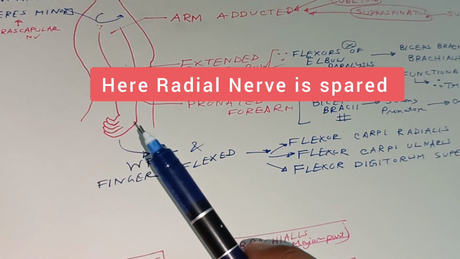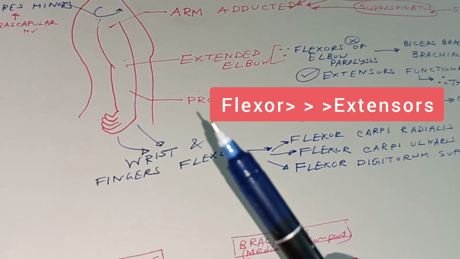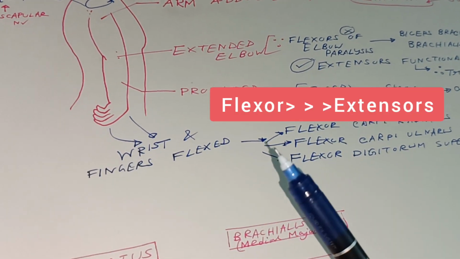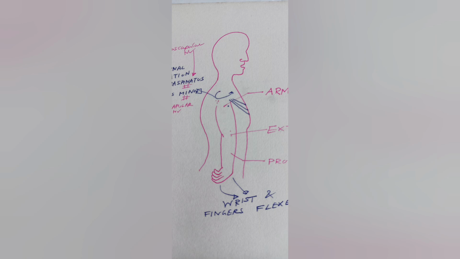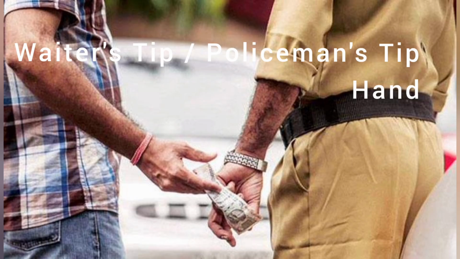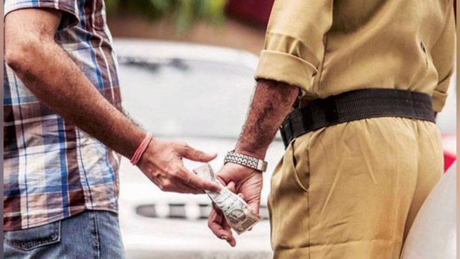Since the extensor muscles are being damaged, and the flexor muscles gain an upper hand, as a result you can see this appearance. The person stands with his arm by his side of the body, the forearm is extended and pronated, and the wrist and fingers are flexed. This classical physical position is known as the waiter's tip or the policeman's tip hand.